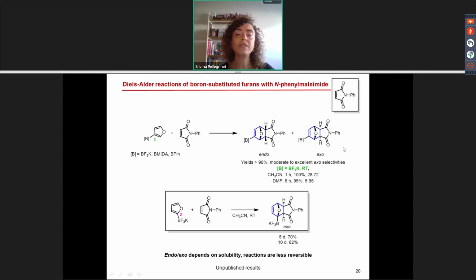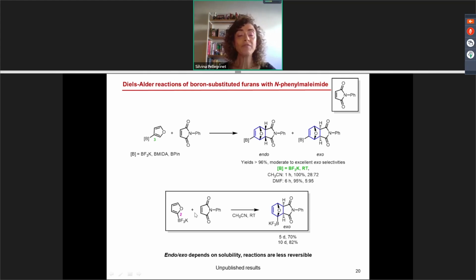And we found that selectivity was also very dependent on solubility. For the potassium trifluoroborate, if we did the reaction in acetonitrile, we obtained 100% yield of a 28 to 72 endo/exo mixture. While when we performed the reaction in DMF, it took 6 hours and gave the products with 95% yield, but with a 5 to 95 endo/exo mixture.